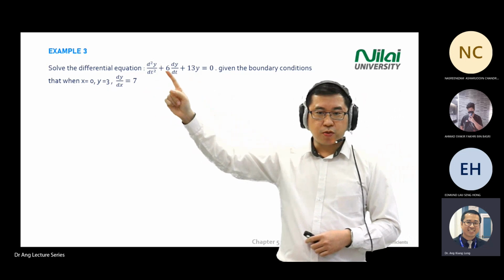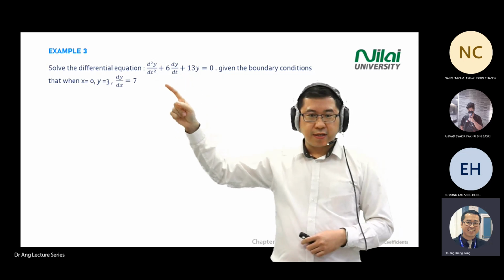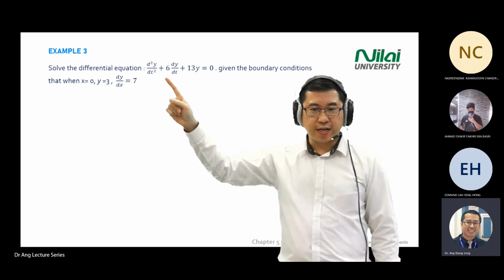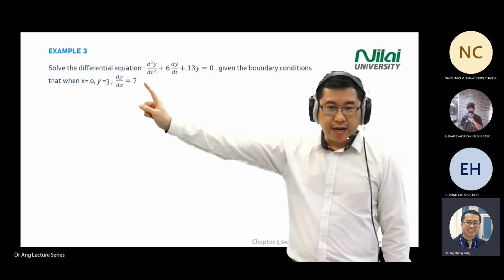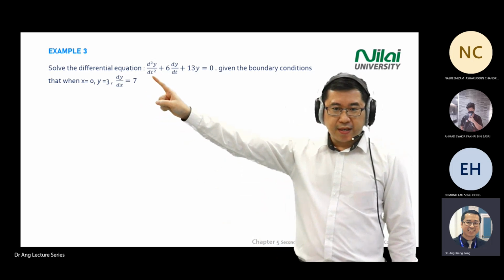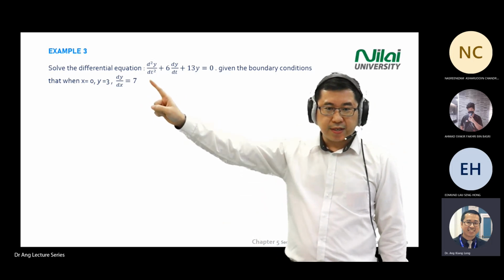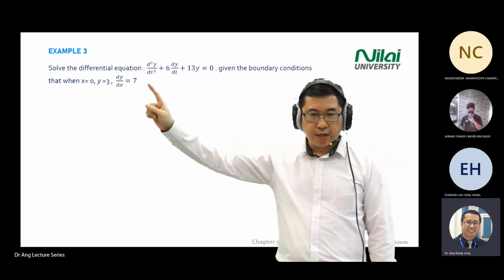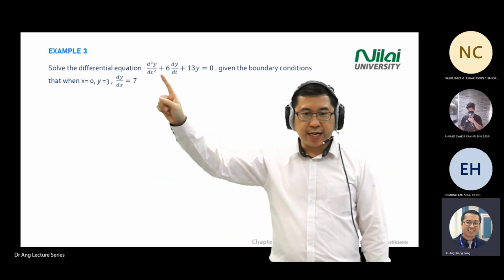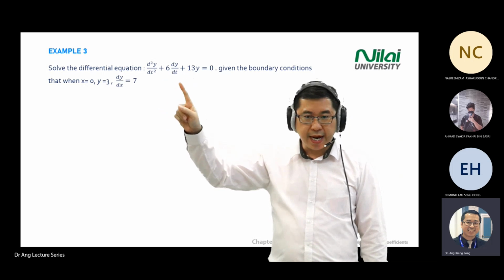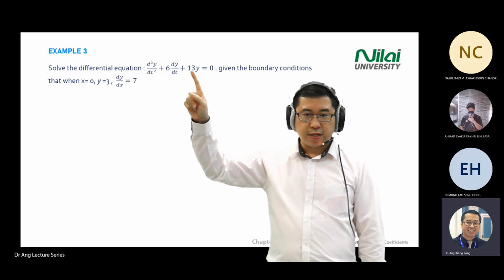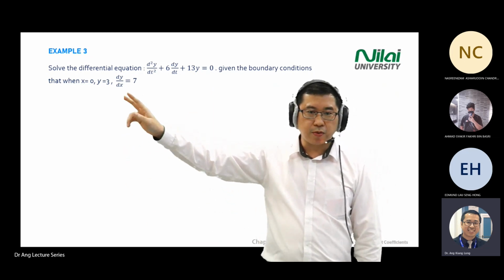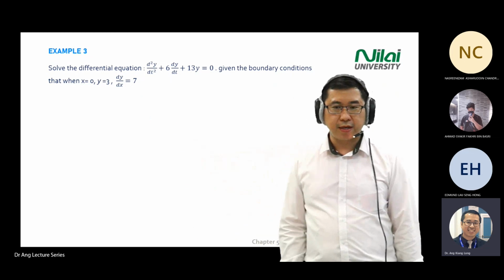dy, dt square. Sorry, this one. This one should be x. I should change this one to x. I apologize for my PowerPoint. This one is dy, dx. Dy, dx, it should not be t. So, d square y over dx square plus something dy, dx plus 13y equals 0. And you're given the x equals something, y equal to something, dy, dx equal to something.